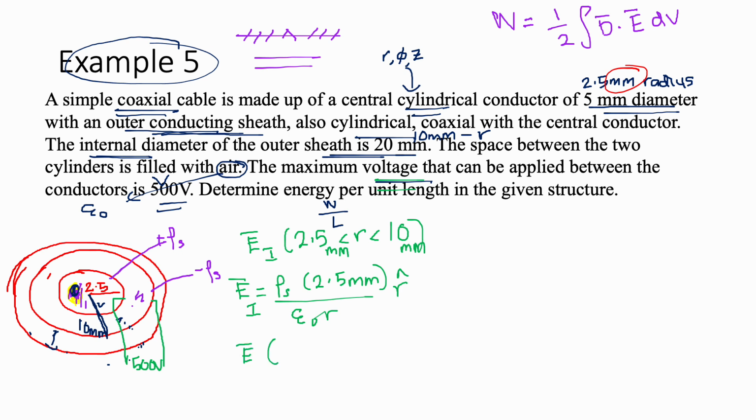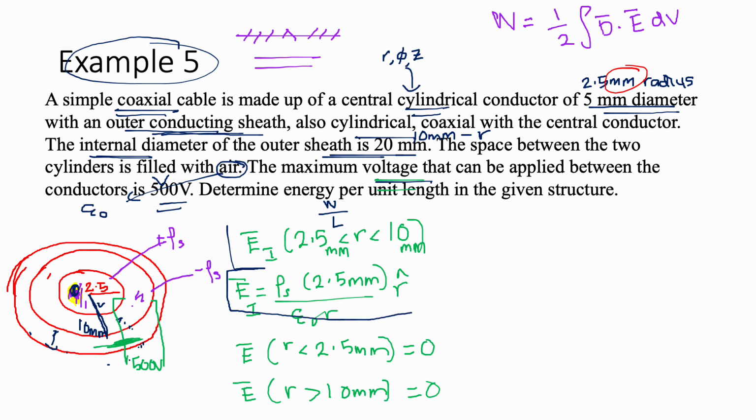When your r is lesser than 2.5 millimeter, E is equal to 0. And for r larger than 10 millimeter, E will also become 0, because there's no charge at this part. So we only need to consider this particular region.